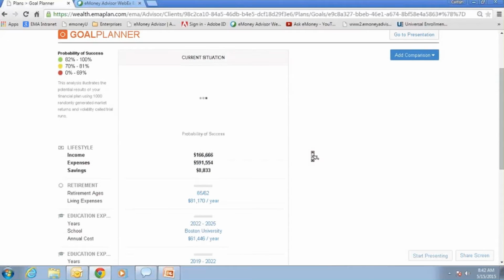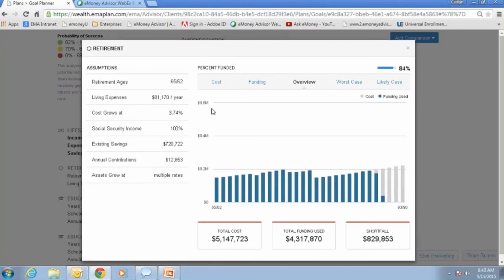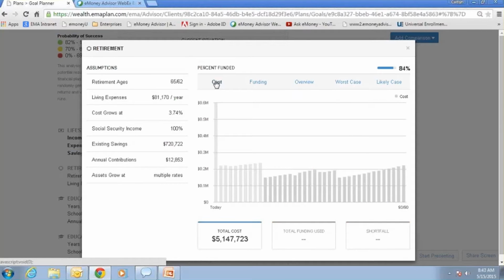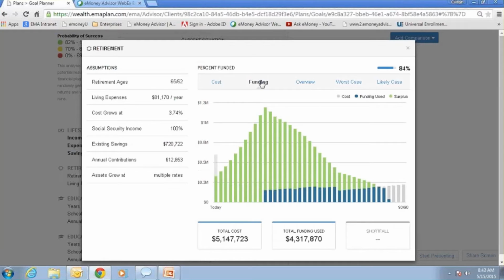And right off the bat, we're running the current situation. So everything the client told us that was listed in the facts, and we can explain to them what everything in here means. So what does retirement look like for you? What does leaving a legacy look like for you? And what do these education goals look like for you as well? To tell your story, you can click into any of these to describe to your clients what the cost of education is going to look like, what the funding is going to look like, and what the overview is going to look like as well.